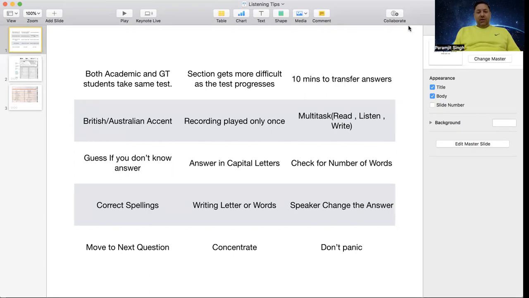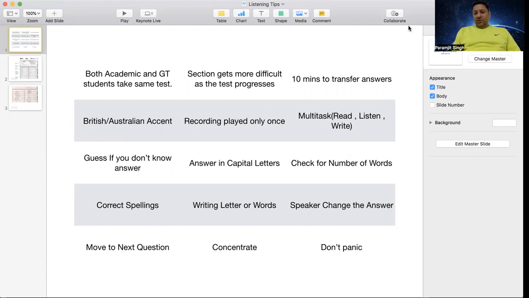Okay. Now always guess if you don't know an answer, because there is no negative marking in the listening test. Fine, if it is wrong, it is wrong. And you must try to answer in capital letters on your listening answer sheet.